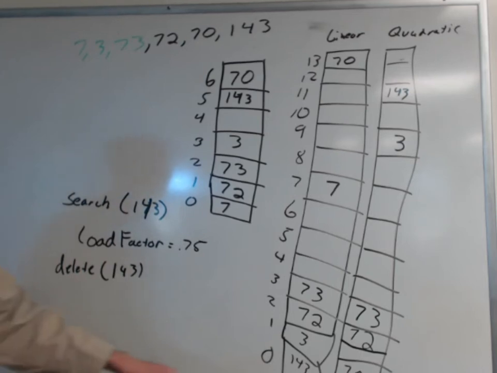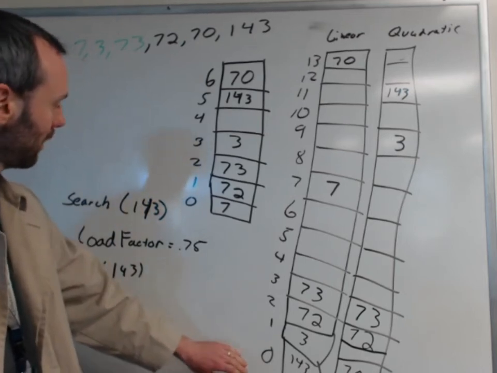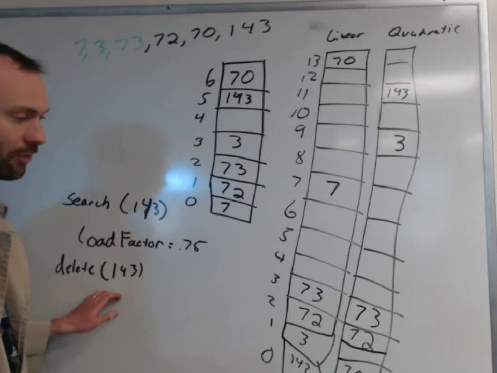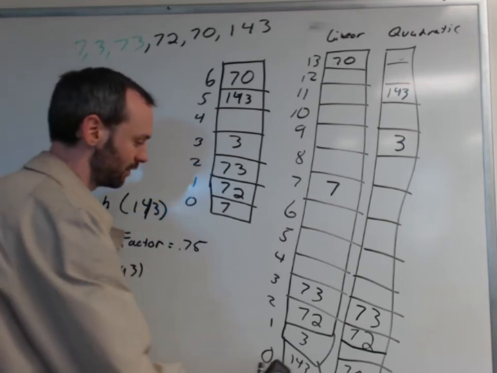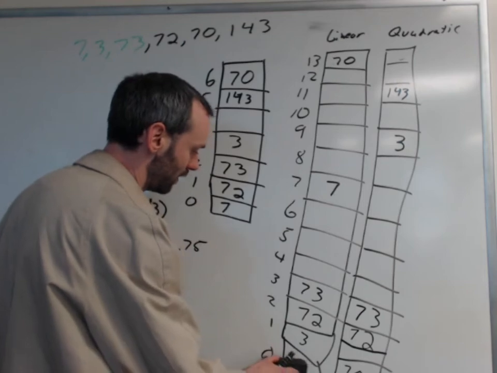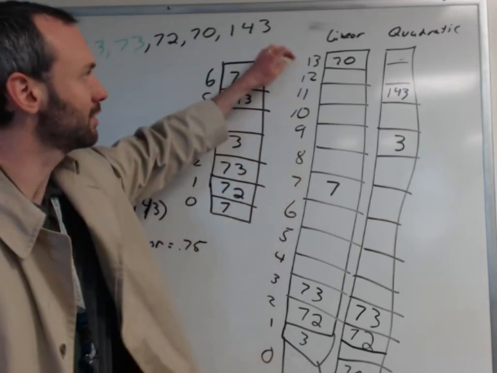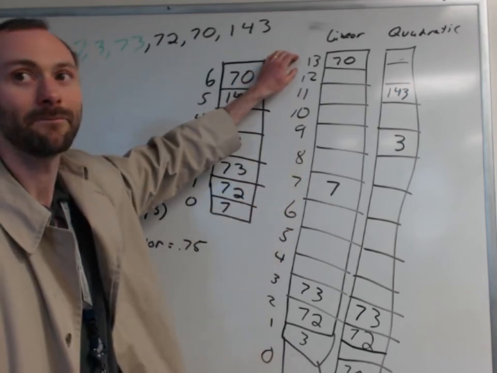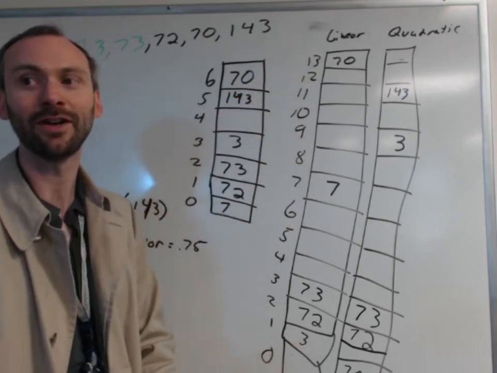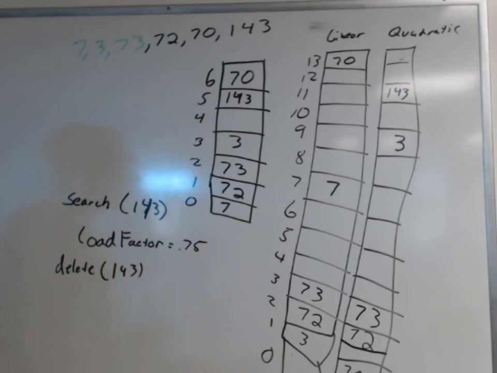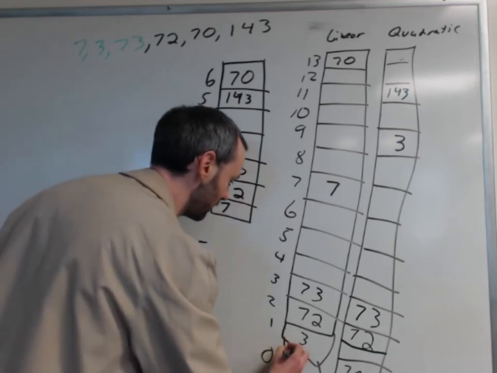So let's say 143 is right here. We want to delete 143, right? And we're doing linear probing. We would delete here. Now, do we need to do anything to the 70? Yeah. So we either could try and keep going and move the 70 down here, or you could mark it.